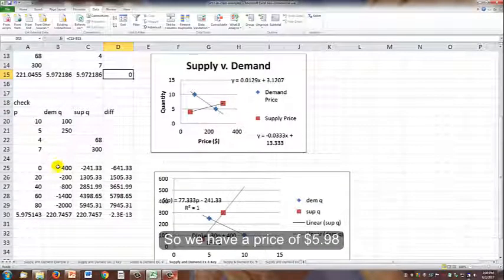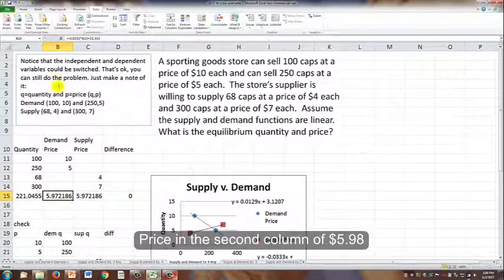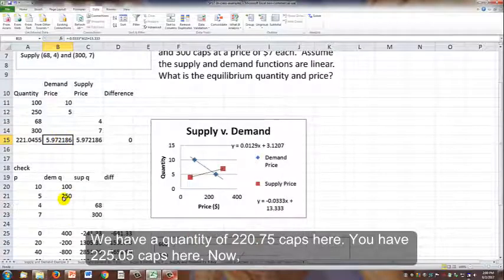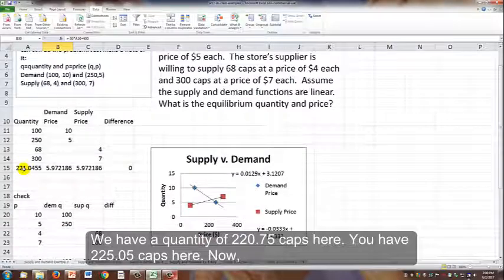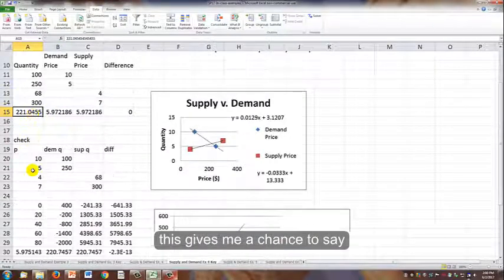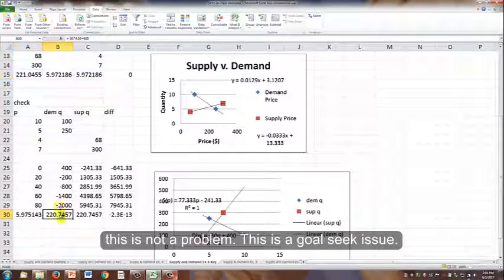So we have a price of $5.98 here, price in the second column $5.98. We have a quantity of 220.75 caps here. You have 225.05 caps here. Now this gives me a chance to say this is not a problem. This is a goal seek issue.